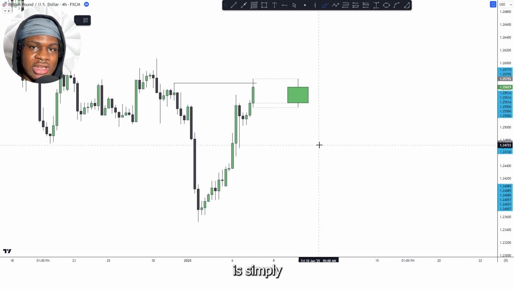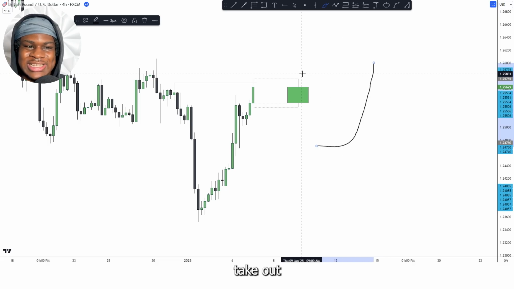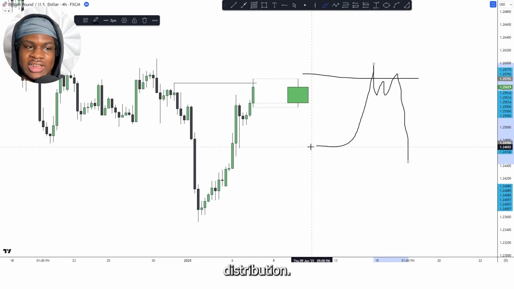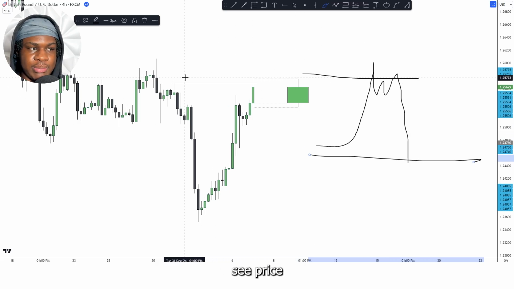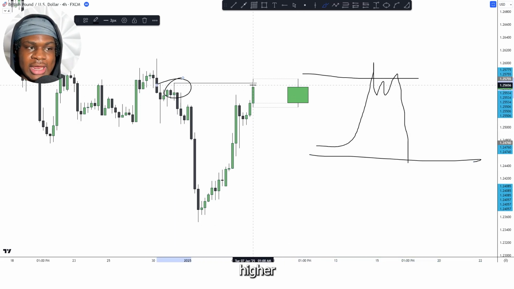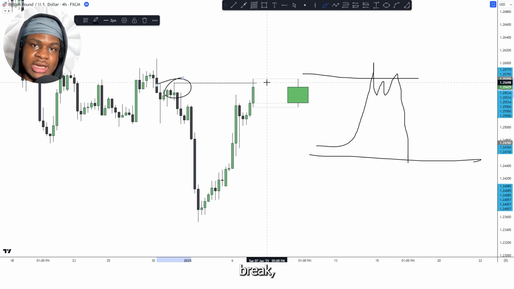The manipulation is simply the fake move to take out a level of liquidity before positioning itself for a distribution. So if we can see price coming higher into this 4-hour high, most likely this rally higher could have been the manipulation. So if we get a lower time frame break, this would give us a high probability setup, reaching back below lower prices.